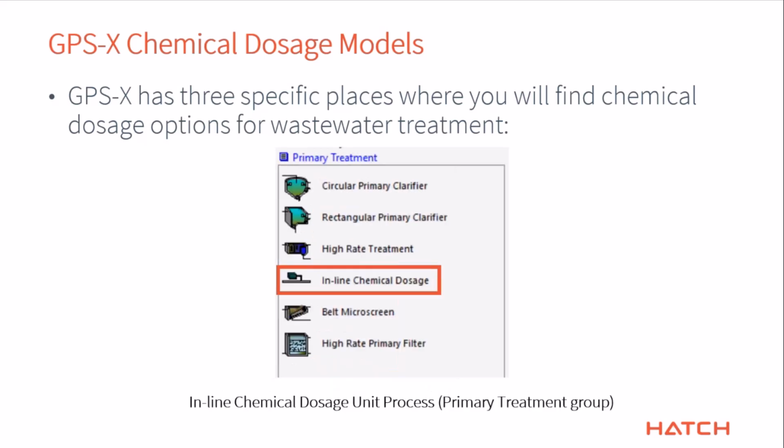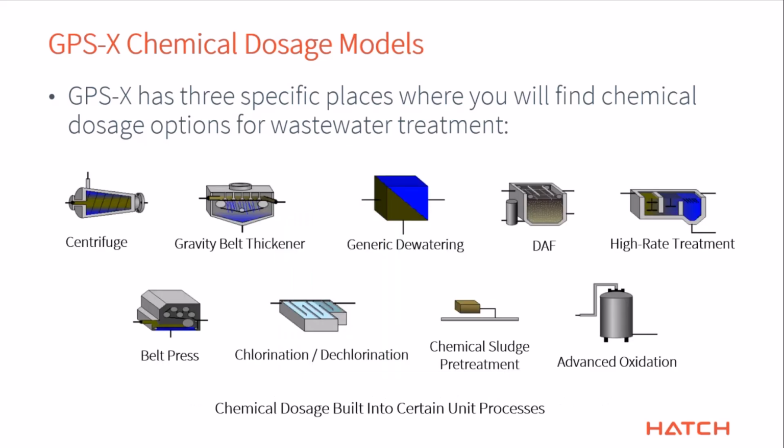Second place is this specific object in the primary treatment panel. So that's a couple panels below in the GPSX unit process table. And this chemical dosage object is probably the most commonly used one for all chemicals. It is the inline chemical dosage, and they are very specifically for doing phosphorus removal. And then we have all of these other places. I kind of lumped them together and called them the third spot.